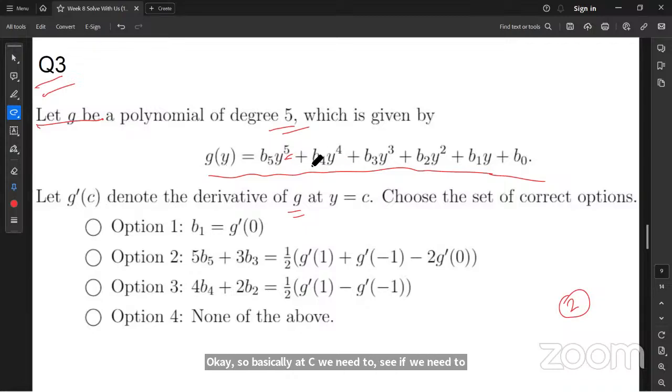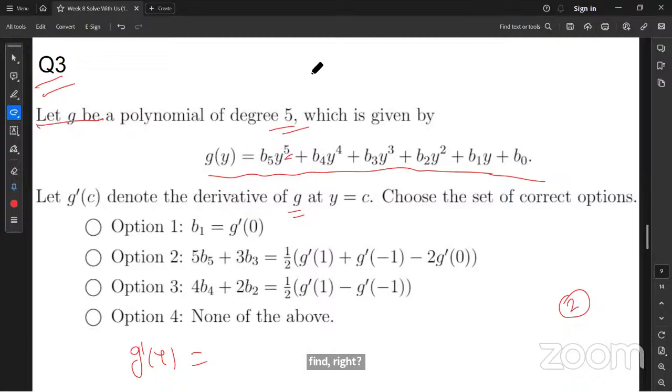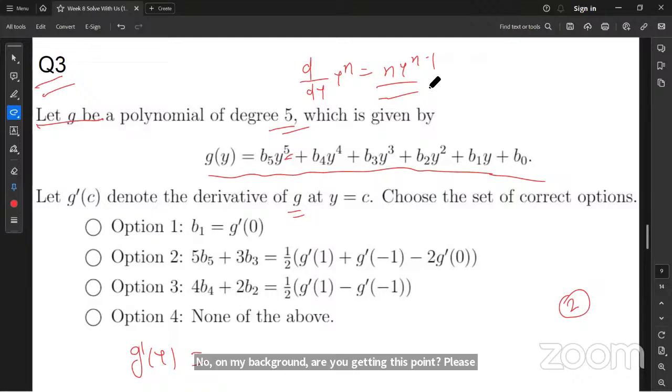So here, as you can see, this is a polynomial function. So what will be my g prime y? We can directly find it, right? We can apply this formula: d by dy of y raised to power n is n y raised to n minus 1. Non-math background, are you getting this point? Please let me know. Because those from a math background already know this, they have already done differentiation in class 12.